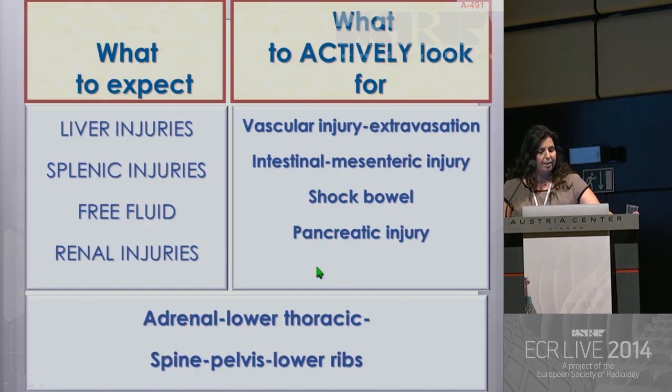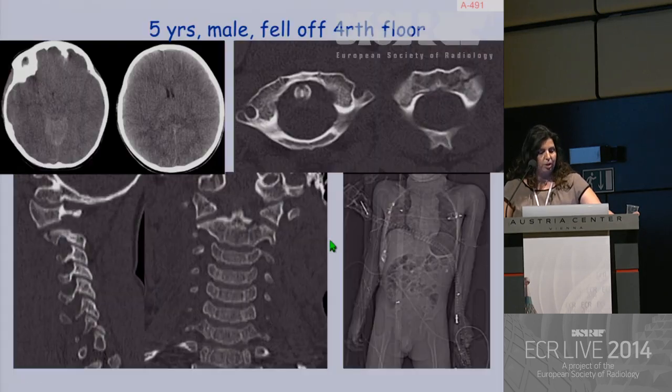This is your checklist. The common injuries are the liver, solid abdominal injuries, and, as Dr. Miele said, with free fluid. But what we as radiologists need to rapidly exclude are vascular injuries, bowel injuries, hypovolemic shock manifestations such as shock bowel, and pancreatic injuries due to the increased risk of complications. And then, during our secondary survey, look for the adrenals, the thoracic cage, and the bony structures.